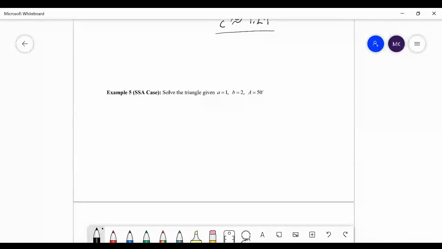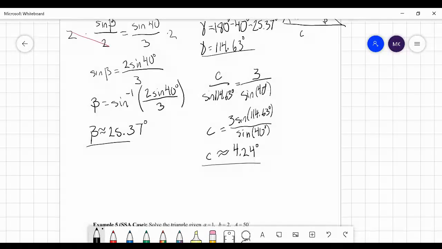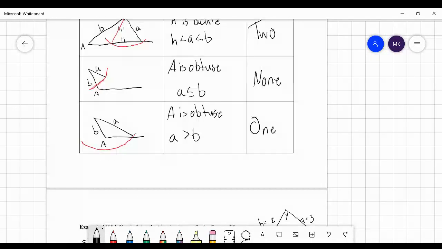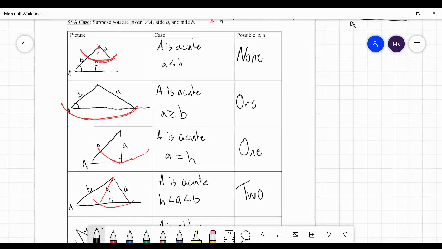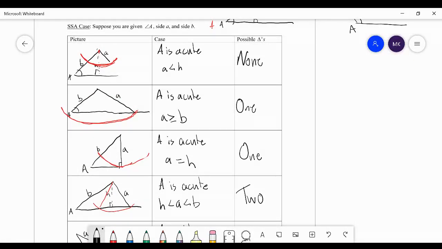Now, what if we have the case where a is equal to 1, b is equal to 2, and the measure of angle alpha is 50 degrees? So alpha is acute, so we come up to our table and look at that. We're not in those last two, so we know that alpha is acute. And what I know is that little a is 1 and little b is 2. So I'm not in this second case.